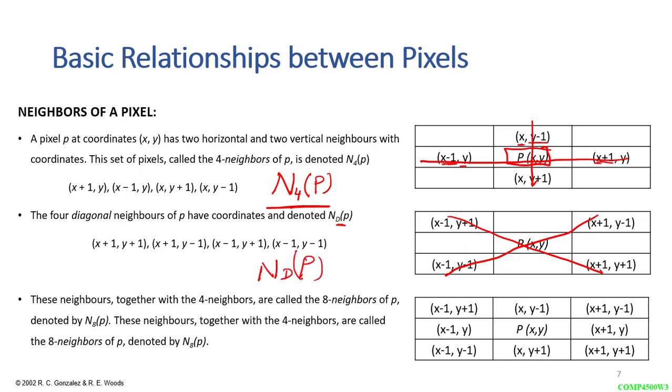NDP of the pixel. Okay, we have a certain pixel, and we want to find the relationship between the neighbors for that pixel. And the last type is N8P, and in N8P we have all the 8 neighbors of our pixel P. So we have N4P, NDP, and N8P.